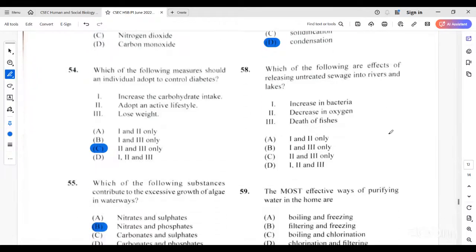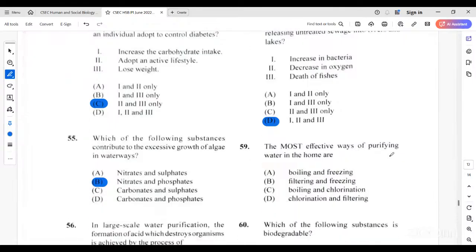58, which of the following are effects of releasing untreated sewage into rivers and lakes? Increasing bacteria? Yes. Decreasing oxygen? Yes. Death of fish? Yes. So we have all these things occurring, 1, 2, and 3. D is the answer for 58. The most effective ways of purifying water in the home are boiling it and adding some bleach. Don't add too much; there's a prescribed amount. So boiling and chlorination makes the answer for 59 C.